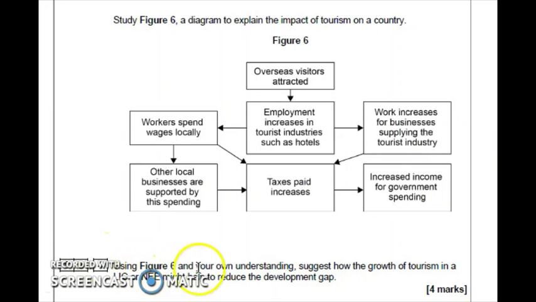2.4. Using figure 6 and your own understanding, suggest how the growth of tourism in an LIC or NEE might help to reduce the development gap. So the development gap is the term we call for having rich countries on one side and poor countries on the other. So basically, how can tourism be used to get the LICs and the NEEs to develop into better countries? So we've got to use the figure and our own understanding, which will be our Tunisia case study.